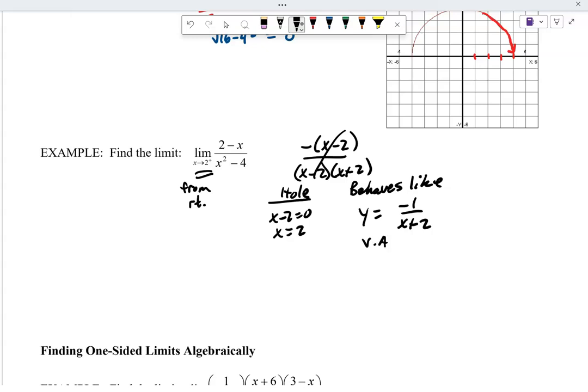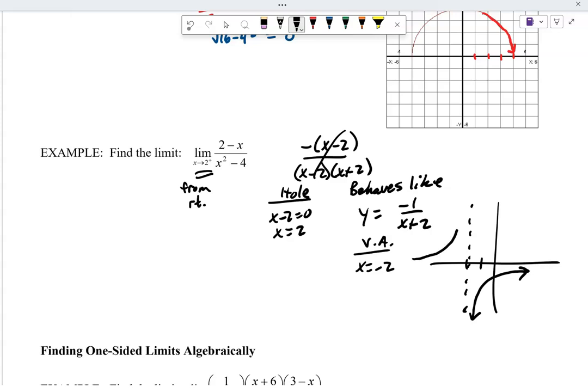And so I've got a vertical asymptote at negative 2. Instead of being up here, that negative will flip that about the x-axis. So we actually end up being down here, and this one up there. And then at 2, I've got a hole right there. Okay? So I've kind of got the picture of this thing.